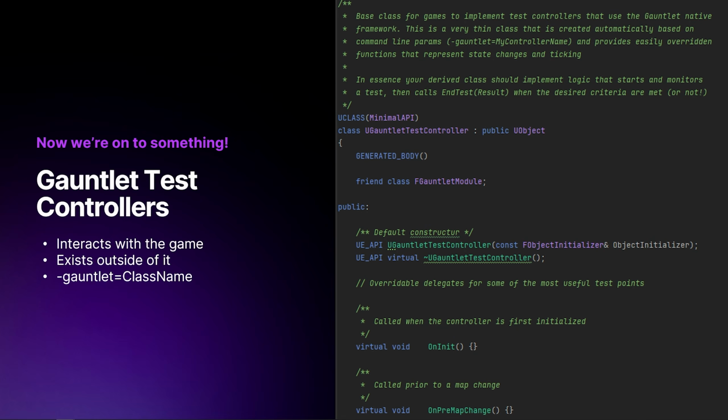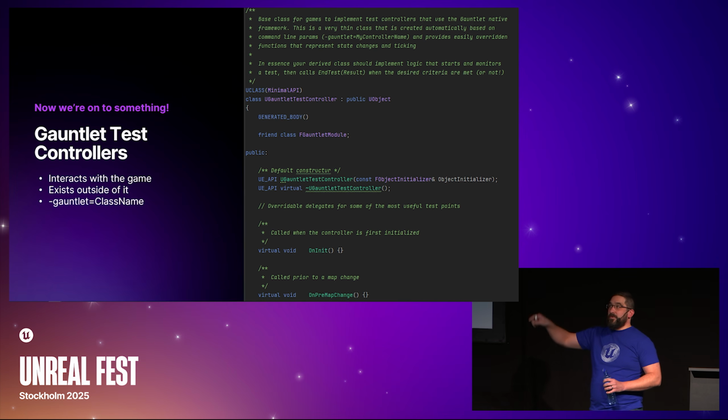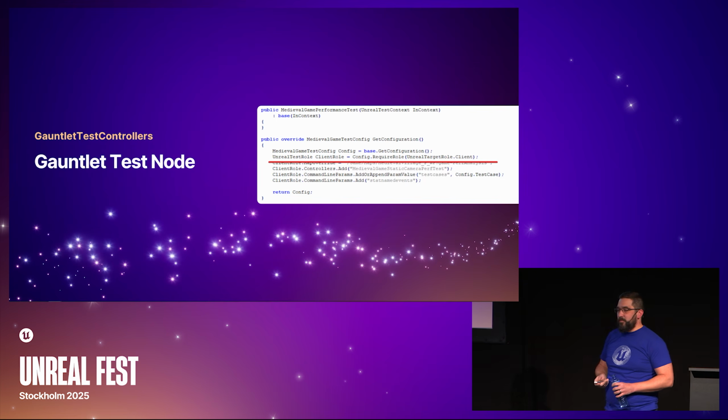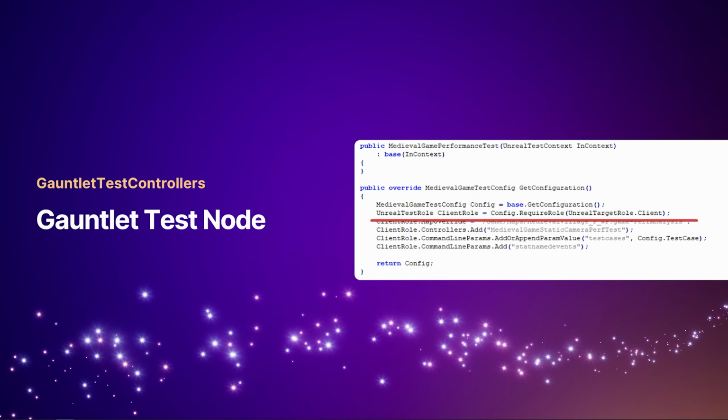And these are really powerful. They persist between level loads. They're not the game mode, but they can interact with the game mode. And all you have to do to set one of these things up is just pass in -gauntlet= the name of the Gauntlet test controller class. Ooh, now we're getting somewhere, because we can also, instead of doing the map override, add controllers to our client that Gauntlet is going to launch for us. And now it's starting to come together.